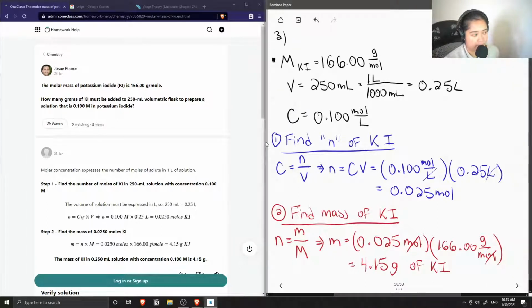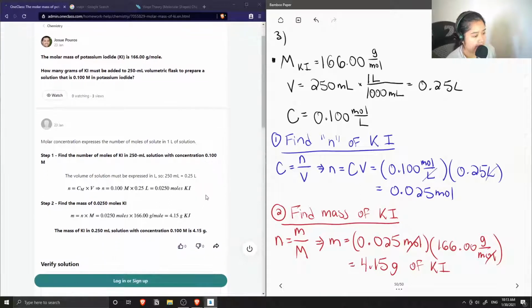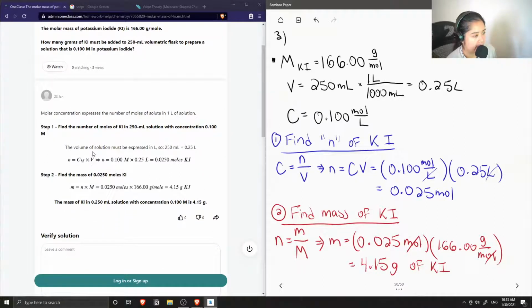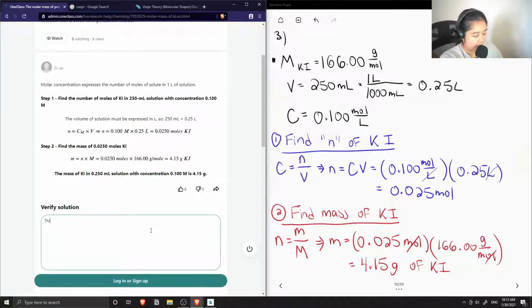And this is the mass of potassium iodide we need to prepare a solution that is 0.1 moles per liter in a 250 milliliter volumetric flask. Okay, so the junior tutor said the same thing: find the number of moles. They got 0.025 by multiplying concentration and volume, and then they calculated the mass by multiplying the number of moles by the molar mass. So this solution is correct.